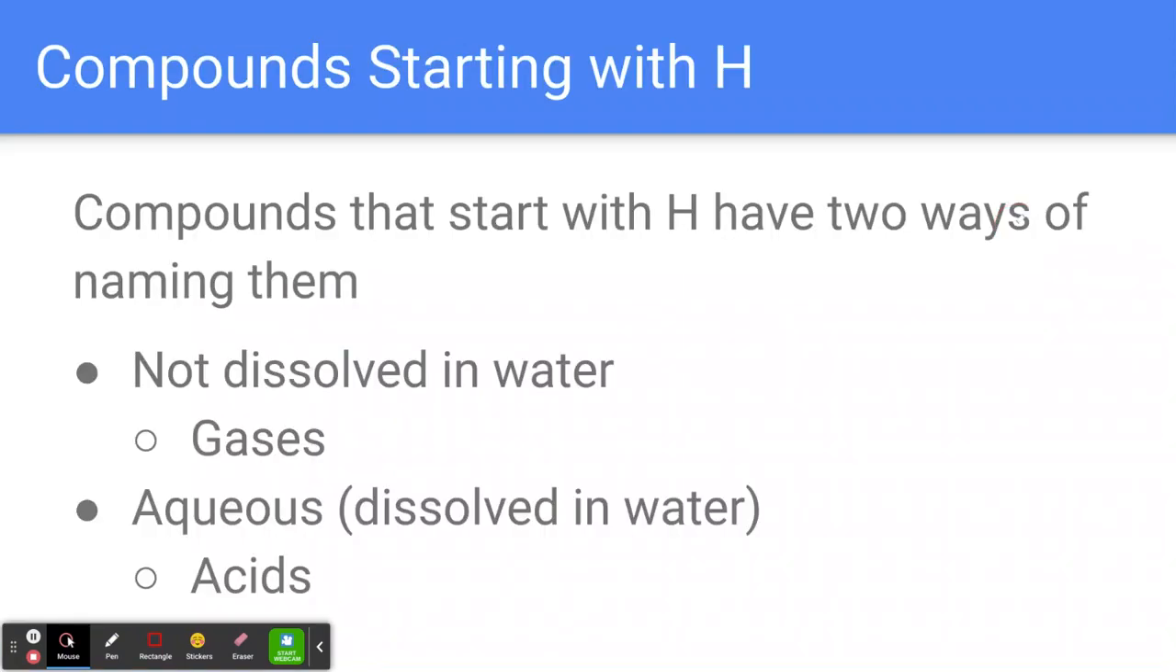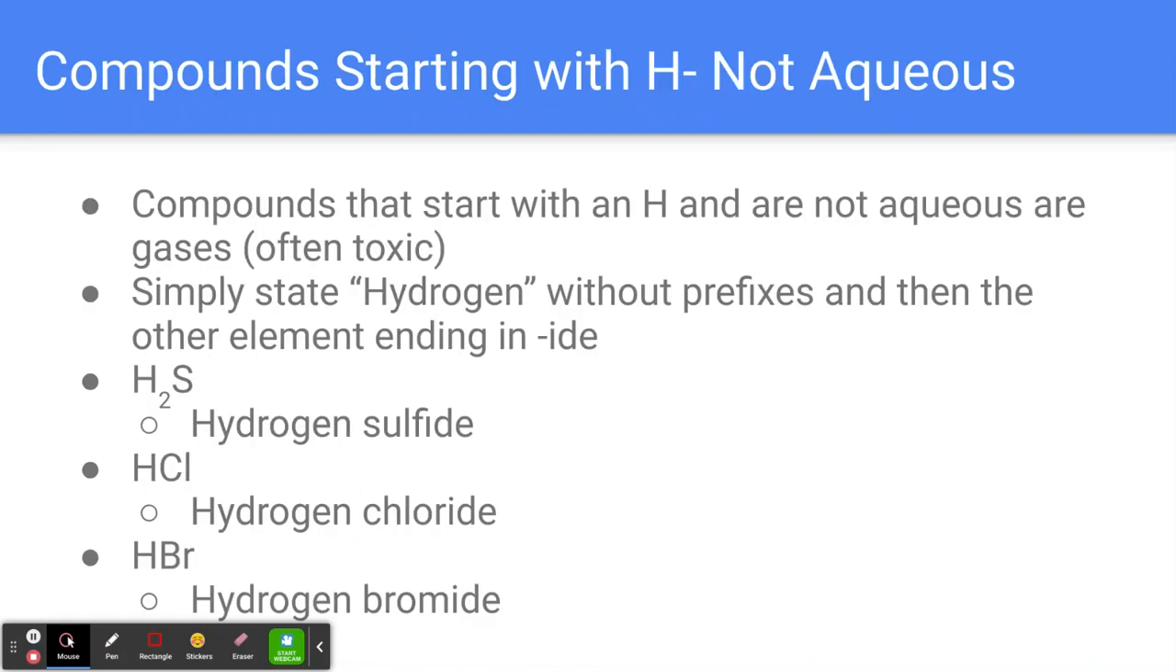All right, and the last type that we're going to have to name are compounds starting with an H. So a compound starting with an H, we could have 2 different types. We could have them not dissolved in water, which are going to be gases, or we could have things that are aqueous, which means dissolved in water, which are going to be our acids. So compounds that are starting with an H that are not aqueous, meaning they're a gas, these we're just simply going to state hydrogen without prefixes, so it doesn't matter if we have 2 hydrogens. We're just going to say hydrogen, and then we're going to say the other element ending in IDE. So hydrogen sulfide, hydrogen chloride, hydrogen bromide. And again, these are not aqueous. These would be gases.